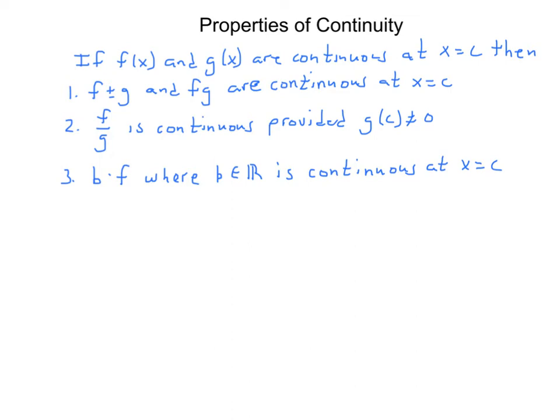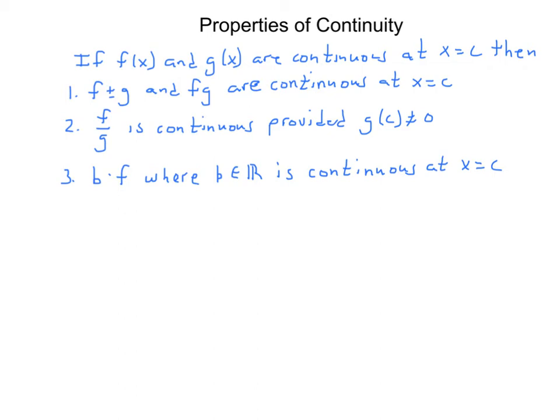Now, let's look at some properties of continuity. First of all, if I let f of x and g of x be continuous functions at x equals c, then the following are also going to be continuous at x equals c: f plus g, f minus g, as well as f times g. I won't have any problem there since f and g are already continuous. In all three of these, I'm just taking two numbers and either adding, subtracting, or multiplying them.